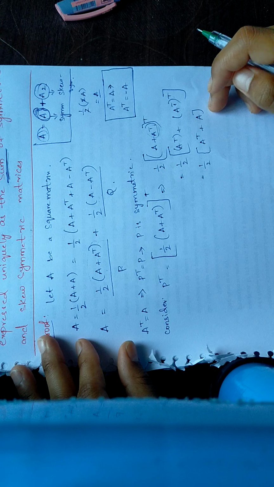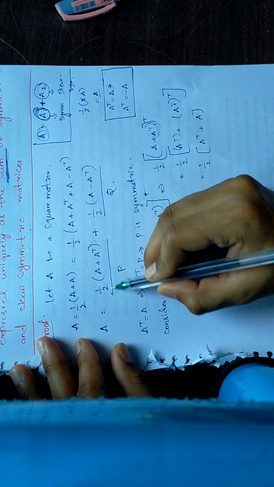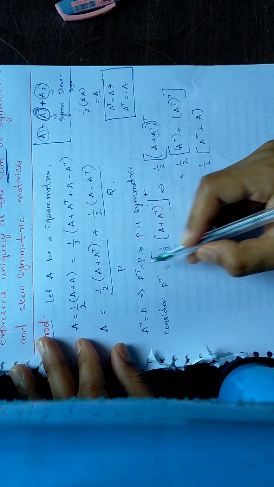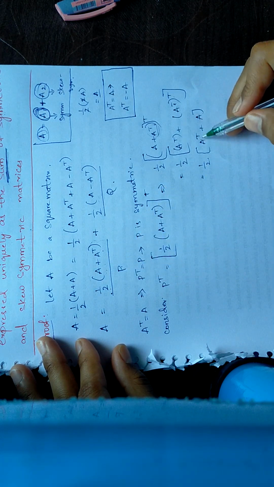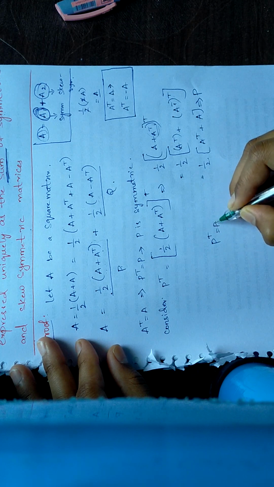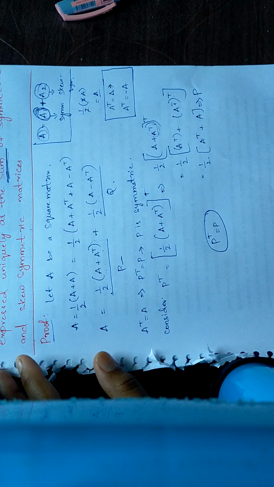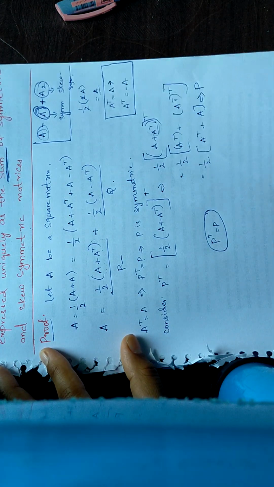Now what did we get? Again the P value, whatever the P value, half of A plus A transpose. Hence P transpose equals P. Hence this P matrix is a symmetric matrix. Right? We got this one.